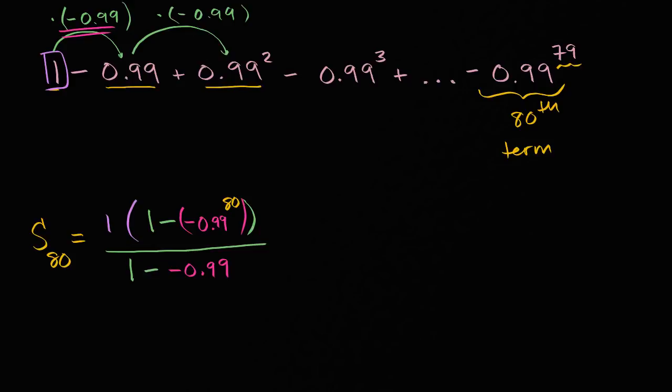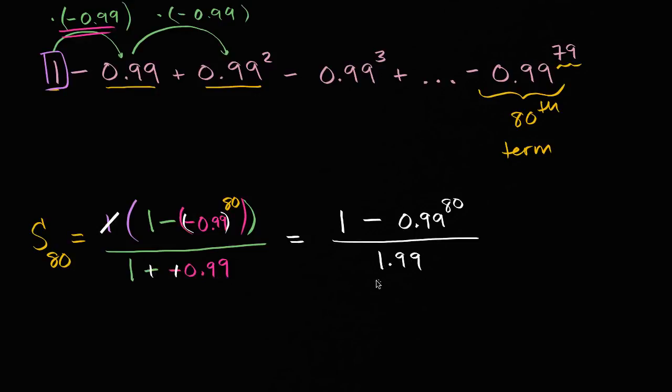This is all going to be equal to, well, that 1, we don't have to worry too much about that. And so this is going to be 1 minus negative 0.99 to the 80th power. Actually, let me put parentheses there to make sure we are taking the negative 0.99 to the 80th power. Well, we're taking it to an even power, so it's going to be positive. So that's going to be the same thing as 0.99 to the 80th power, and all of that over, well, subtracting a negative is just adding the positive, so all of that over 1.99.